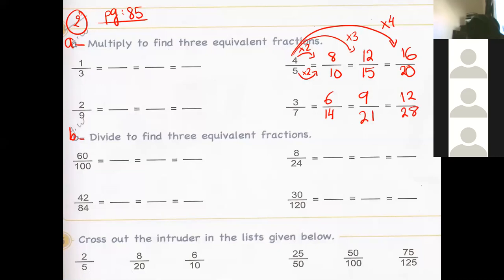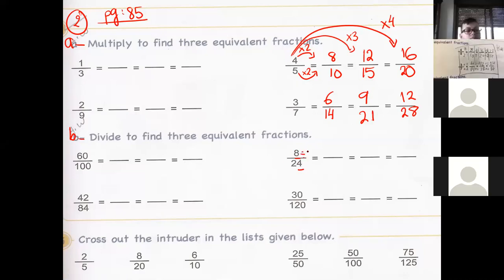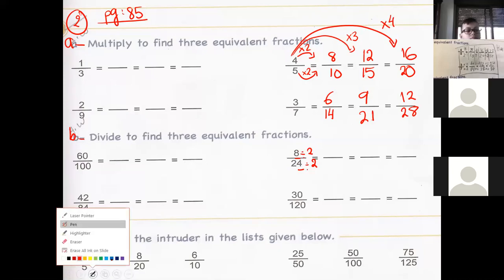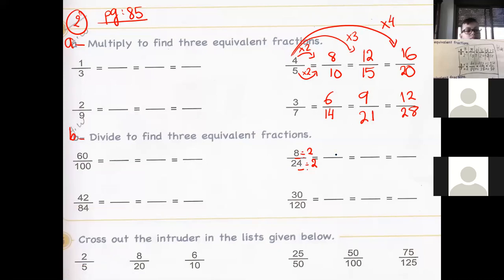Okay. Now part B. Divide to find equivalent fractions. 8 over 24. The ones digit up is 8, down it's 4. They are even numbers. So we will divide by which number up and down? By 2. So if the ones digit is an even number, we divide by 2 up and down. 8 divided by 2, how much? 4. 24 divided by 2. It's 12. Bravo. Right. 4 and the 12.